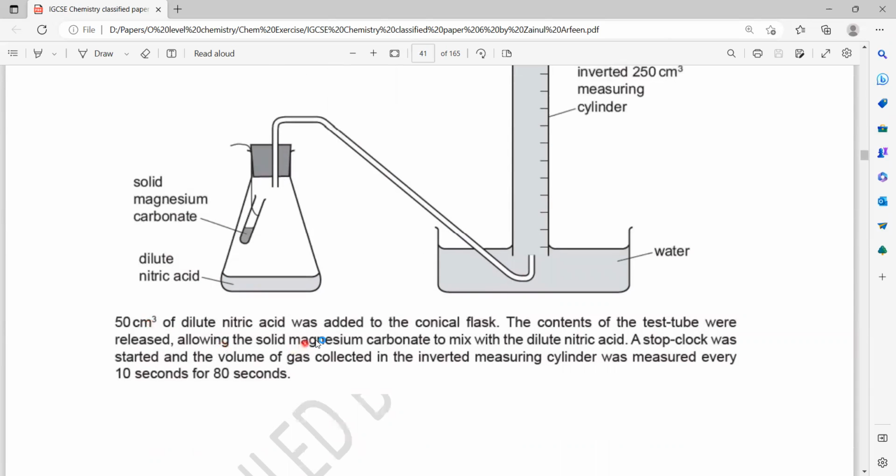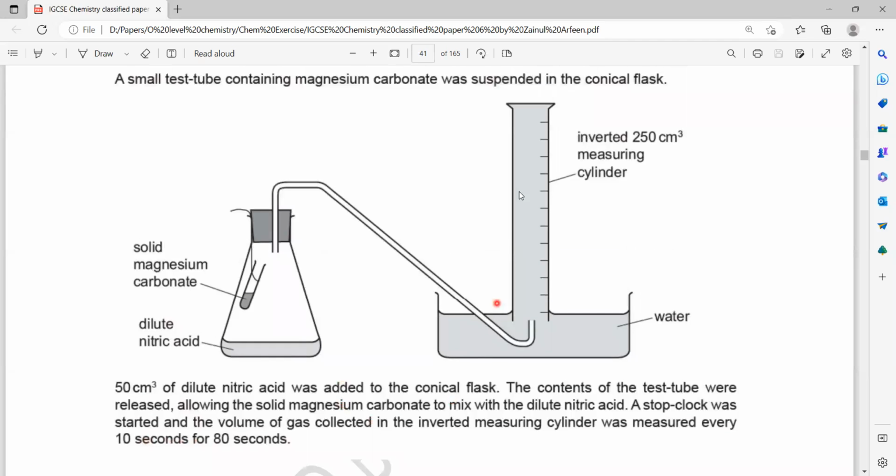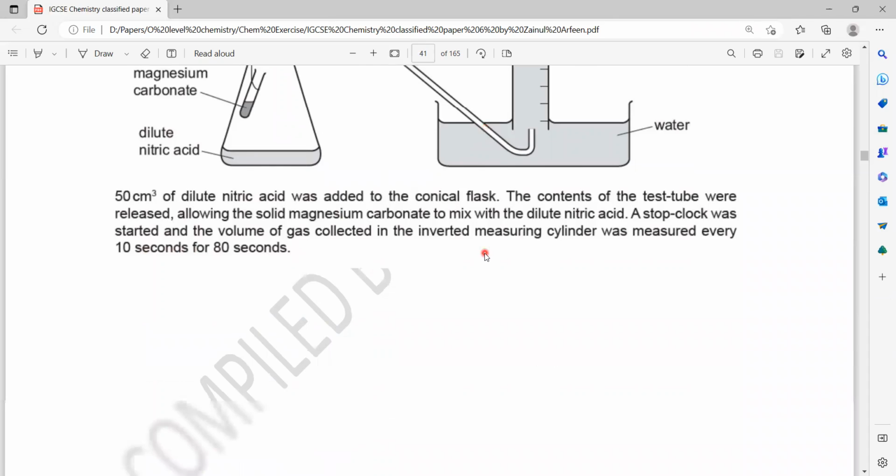So 50 cm cube of nitric acid was added into a conical flask and the contents of the test tube were released, allowing the solid magnesium carbonate to mix with nitric acid. A stopwatch was started and the volume of gas collected in the inverted measuring cylinder was measured every 10 seconds for 80 seconds. So after every 10 seconds, we measure the volume and we continue till 80 seconds.